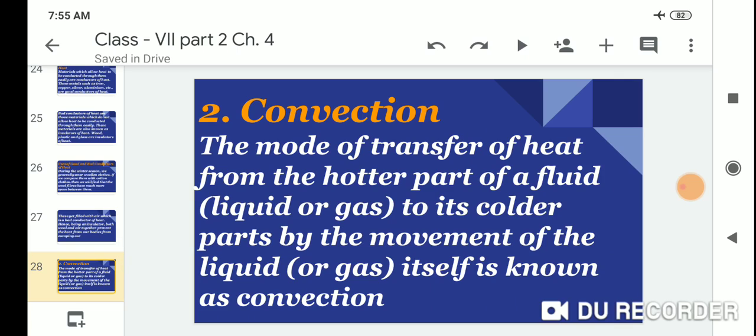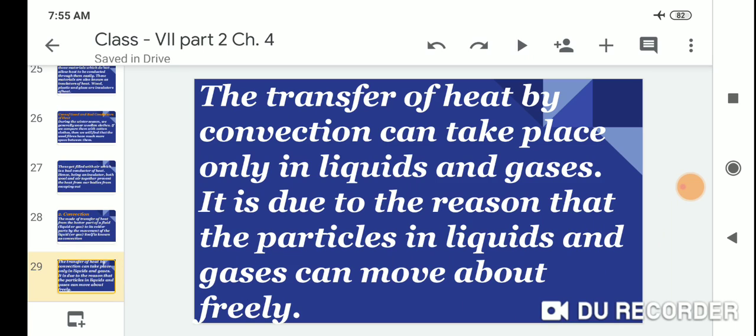Convection. The second one is convection. The mode of transfer of heat from the hotter part of a fluid, liquid or gas, to its colder part by the movement of the liquid itself is known as convection. The transfer of heat by convection can take place only in liquids and gases. It is due to the reason that the particles in liquids and gases can move about freely.